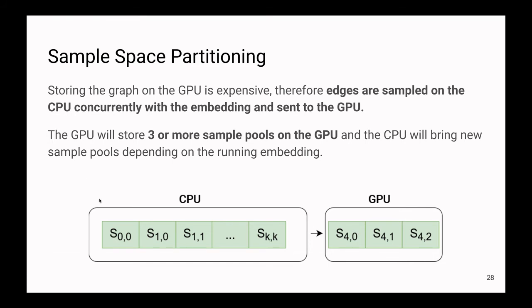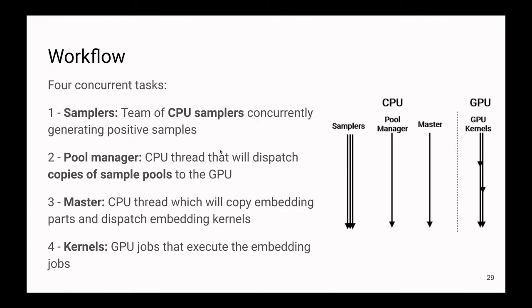The GPU will store 3 or more sample pools on the GPU, and the CPU will bring new sample pools depending on the running embedding. So the samples are generated in the CPU and then transferred to the GPU. You can see a high-level look of the workflow here.